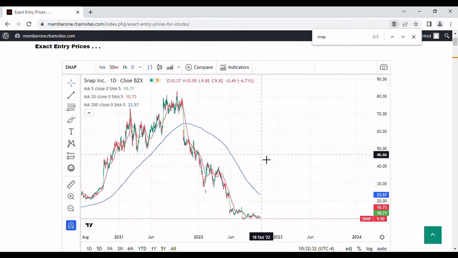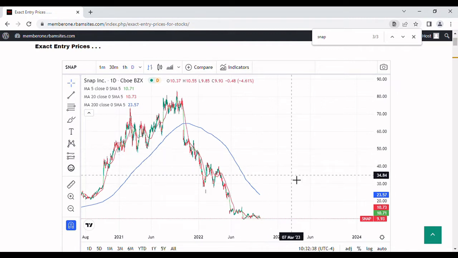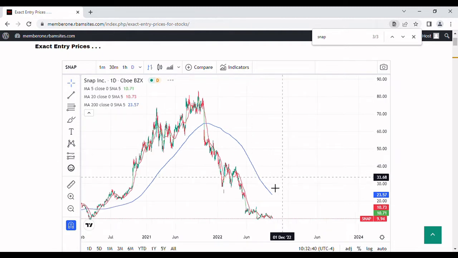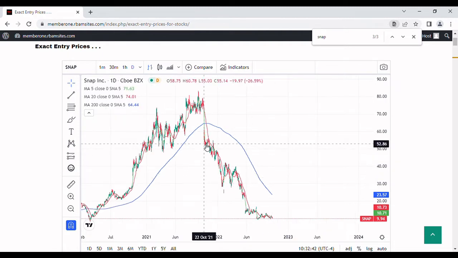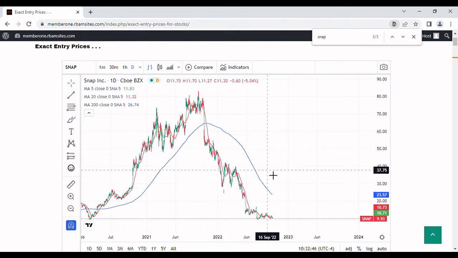It's about 10:30, and Snap's trading at $9.91. Down 50 cents, again almost 5%. Well, let's see what's going on with Snap real quick. We can see that Snap's been in a bear market, had a huge gap down in October of 2021. It's been below the 200-day moving average ever since.